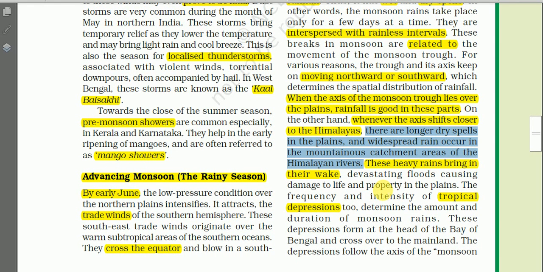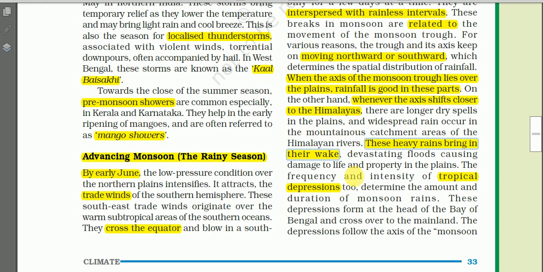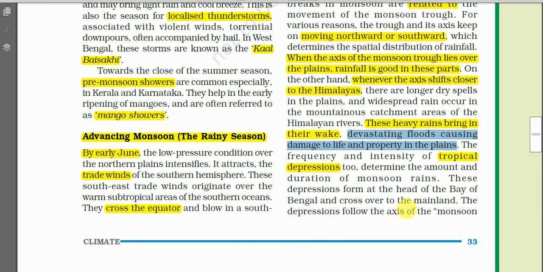Next we shall learn about the effects, the consequences, of the monsoon rainfall. These heavy monsoon rains bring in their wake devastating floods, causing damage to life and property in the plains. You may be listening to the radio or reading newspapers, that because of the floods, there may be damage to property and loss of life, including animals, due to the monsoon rainfall.